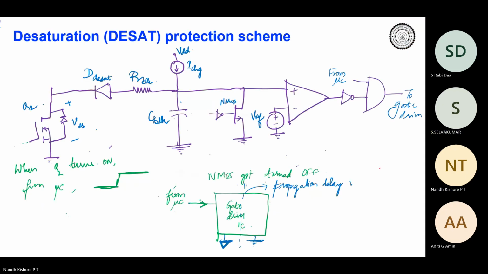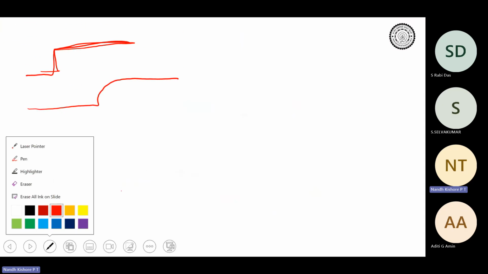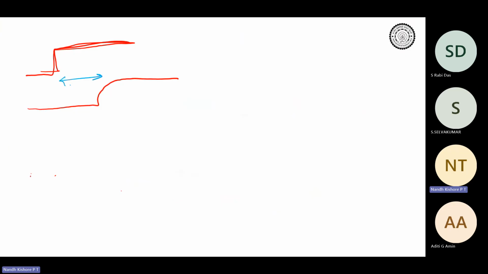Yes, sir. Okay, so if you have this as the pulse from the microcontroller, what you might be seeing at the gate of the device is something like this. There is going to be a certain delay TD, which is dependent on the propagation delay within the gate driver IC and also the delay induced by the RC circuit formed in the gate drive, that is, between RG and CISS. This is, let's say, at t equal to 0.